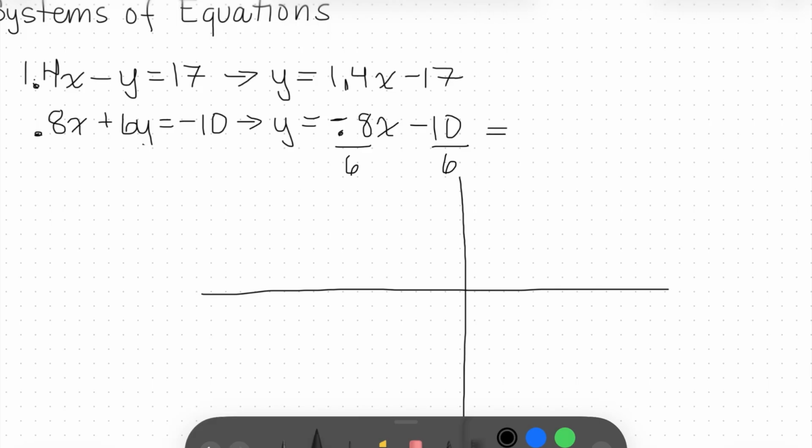So what do I have? 0.8 divided by 6 is going to be 8 over 60, 4 over 30, 2 over 15. Just working with some fractions there that are equivalent to 0.8 over 6 when I multiply it by 10 over 10 and then simplify it. So 2 over 15, that's going to be the slope.